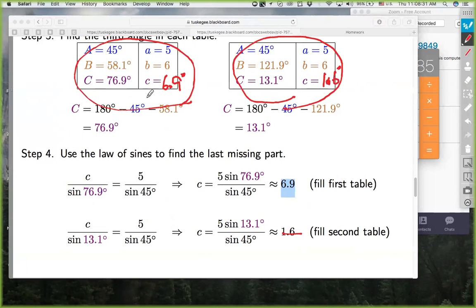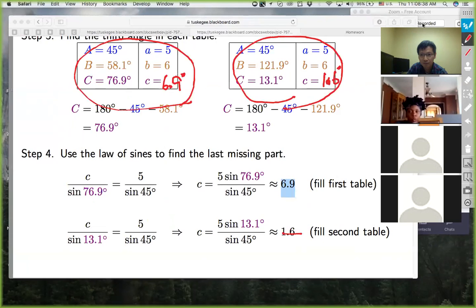Now this is how you get the two solutions. Any questions? So this second part is typical when you have two solutions like that.